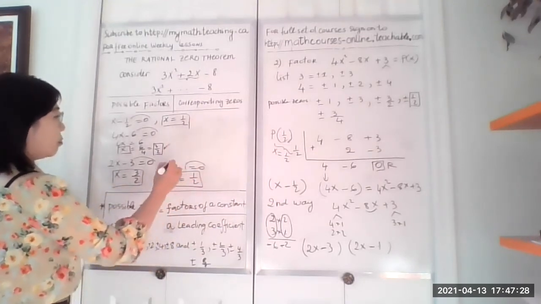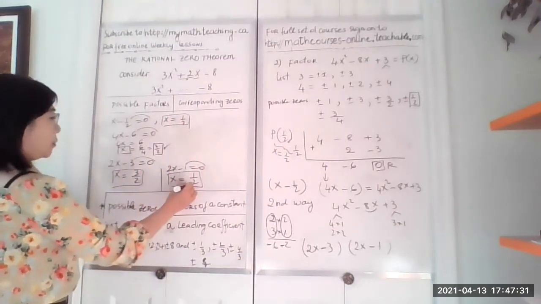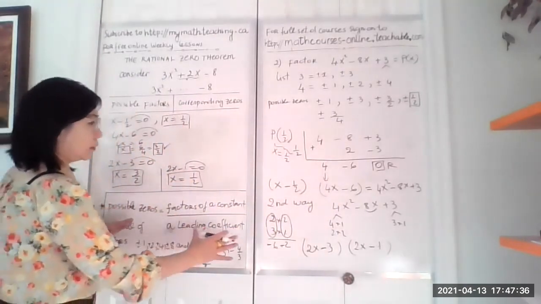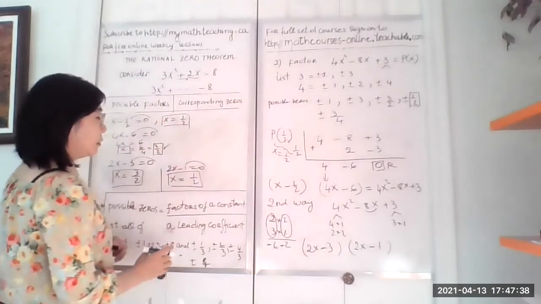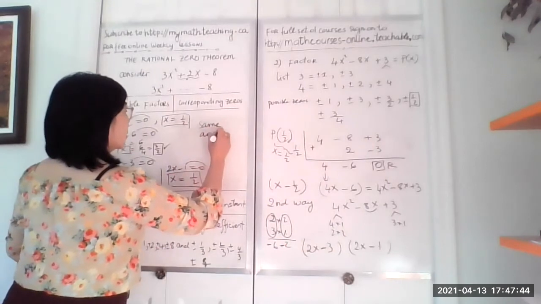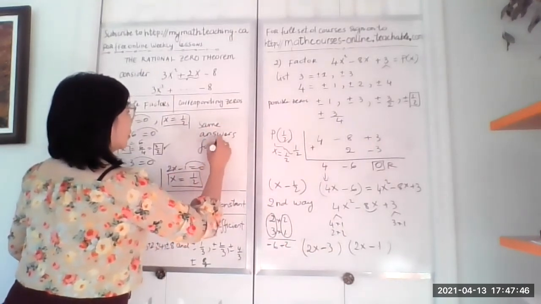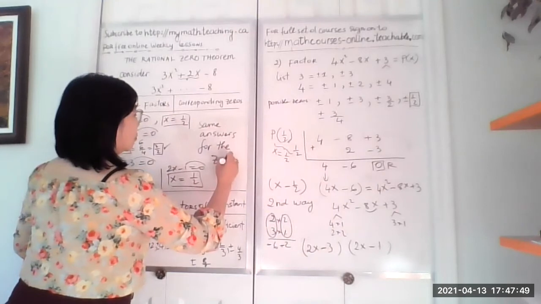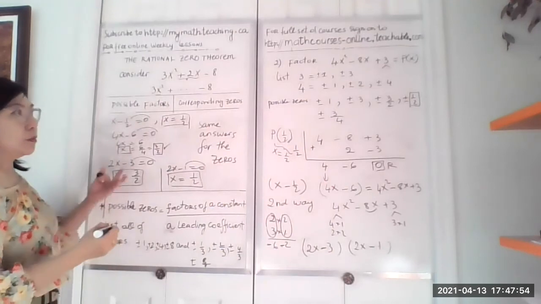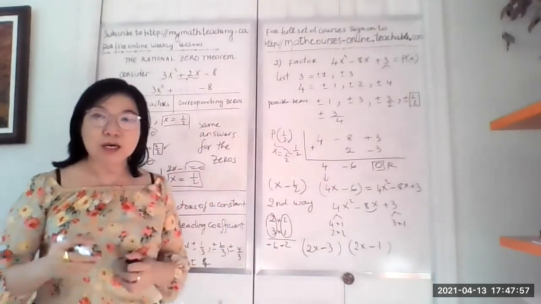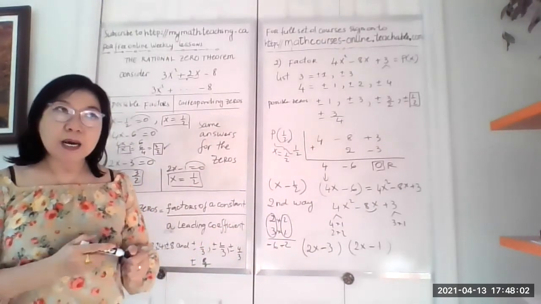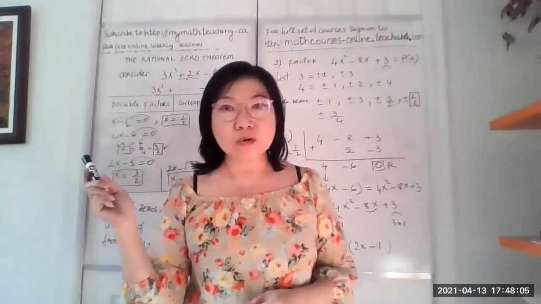So yes, either way, I come up with the same answer for the zeros. Either I factor using synthetic division, or I factor using quadratic factoring, I get the same answer for the zeros, or the x-intercepts, or the roots of the polynomial function, whatever you want to call it. So this is the lesson I would like to show you about the rational zero theorem.